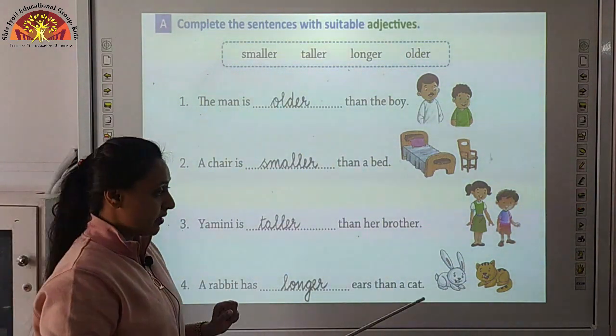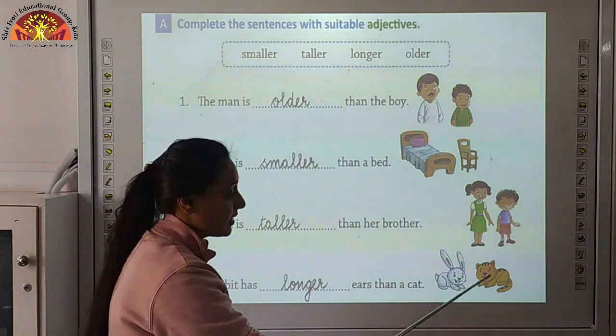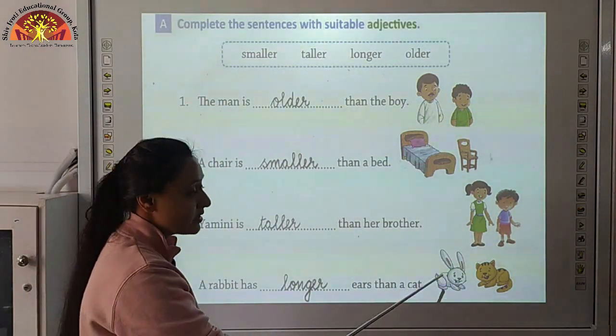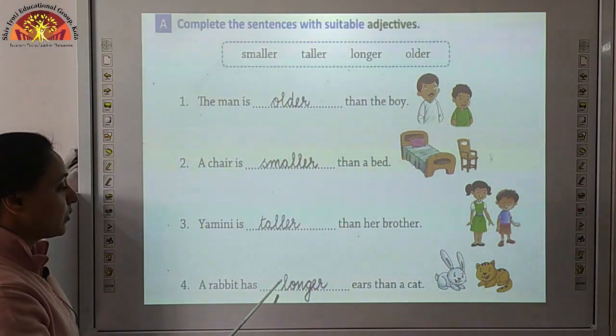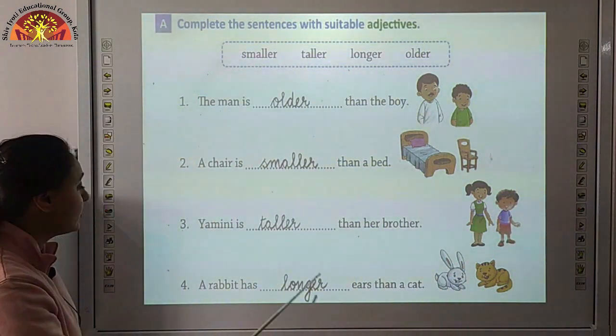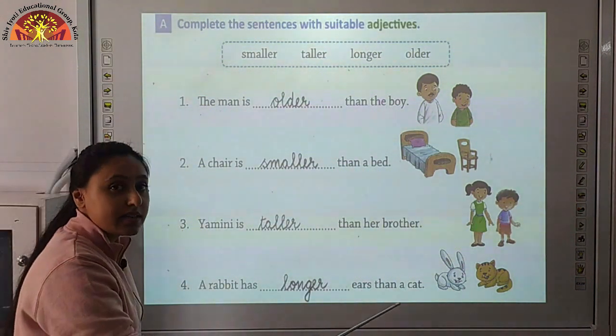Number 4, a rabbit has dash ears than a cat. Children, here we are comparing ears of rabbit and cat. Okay, so the ears of a rabbit are longer than a cat's ears. So we will choose LONGER, longer here. A rabbit has longer ears than a cat.